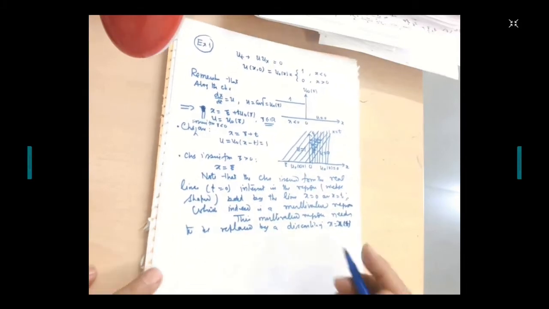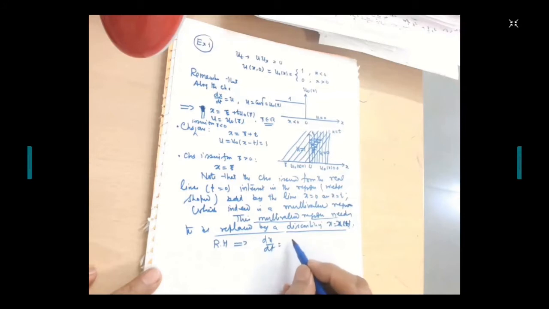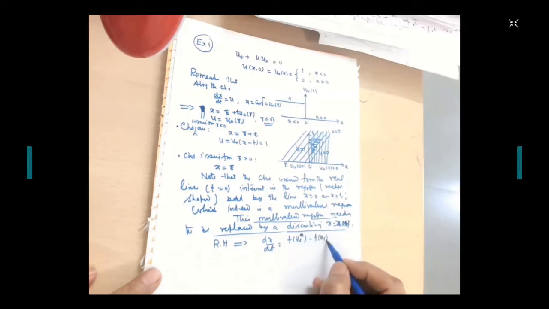How is it possible? How can we replace this, how do we get this discontinuity? We invoke the RH condition, right? So the RH condition implies that dx/dt is equal to what? f of ul minus f of ur, divided by ul minus ur. And what is f? We assume.